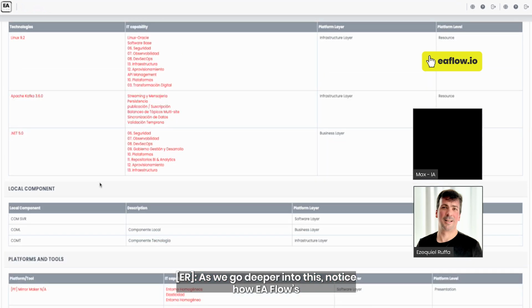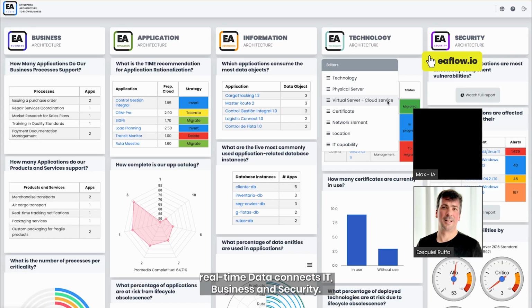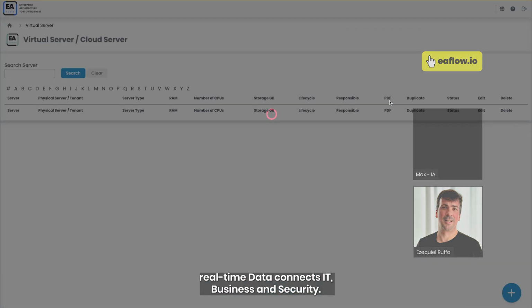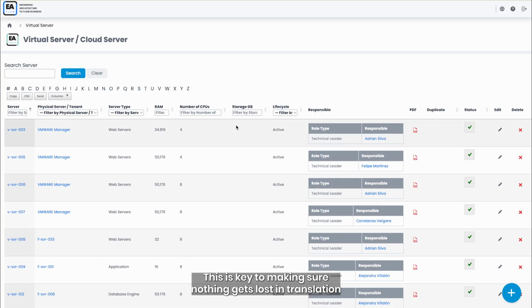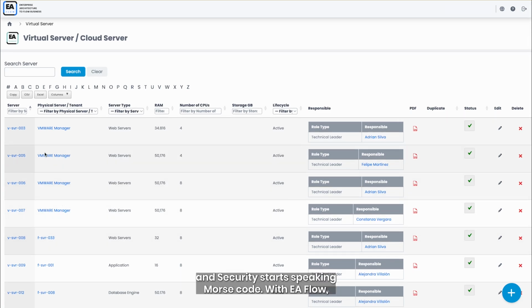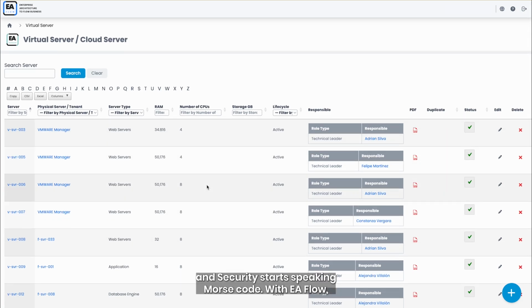As we go deeper into this, notice how EA Flow's real-time data connects IT, business, and security. This is key to making sure nothing gets lost in translation, because let's face it, when IT speaks, business hears Klingon and security starts speaking Morse code. With EA Flow, everyone's on the same page, and thankfully the same language.